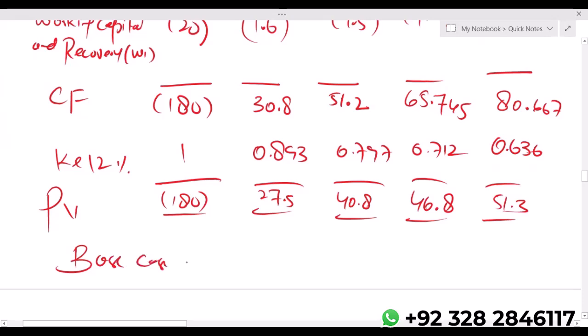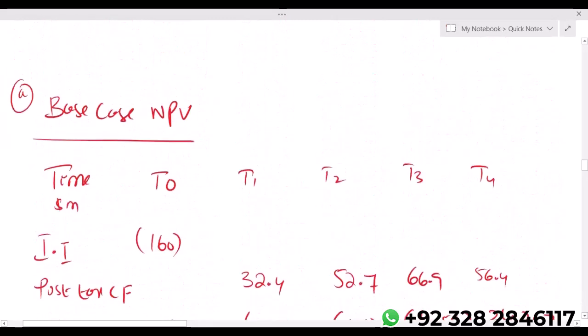Base case NPV: 51.3 plus 46.8 plus 40.8 plus 27.5 minus 180. Students, I'm getting negative 13.6. So base case NPV actually shows that from the operating cash flow of this project, you will not be generating anything. In fact, you will be bearing a loss of 13.6. Okay, now come here.